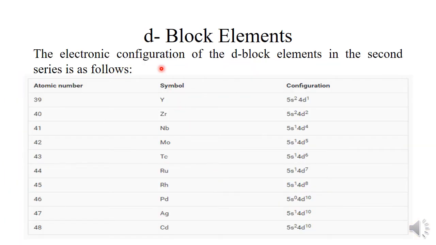So next is the electronic configuration of the d block elements in the second series, that is from yttrium to cadmium, and the second series involves the filling of the 4d sublevel. So in case of yttrium it is 5s2 4d1, zirconium is 5s2 4d2 and similarly it goes on up to cadmium, that is 5s2 4d10.